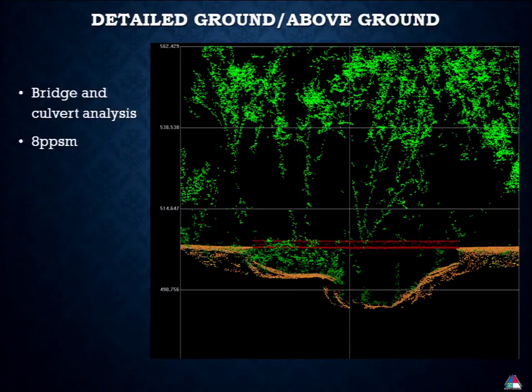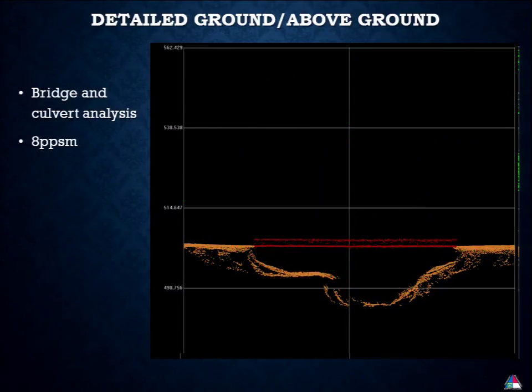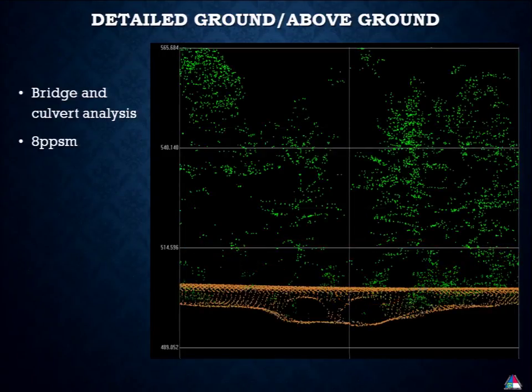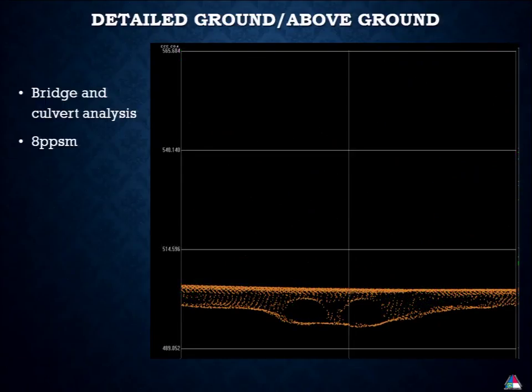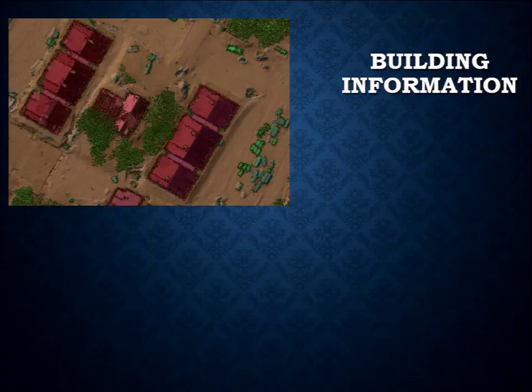Again, I'm running out of time, so I'm going to go fast. This is some culvert information where we have the bridges. You can see through those trees. That was the goal, to be able to see that information. There's a culvert and just the detail that we have.